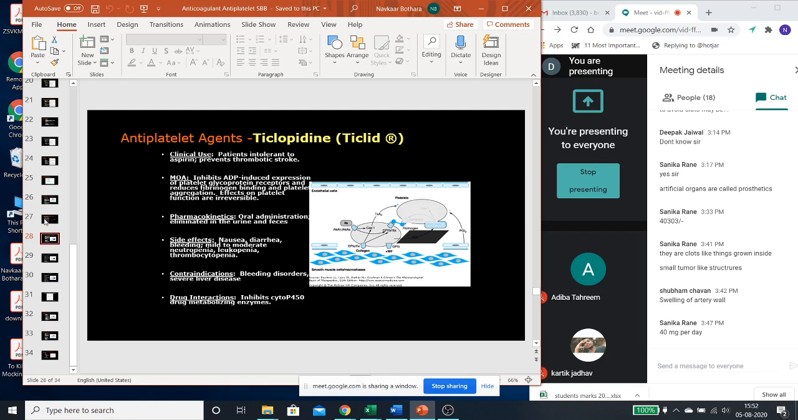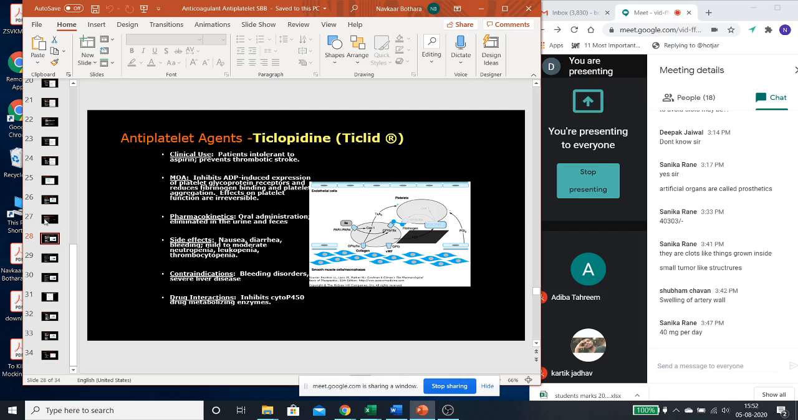Then the next agent is ticlopidine. This ticlopidine inhibits ADP-induced expression of platelet glycoprotein receptors, and because of the reduction in these glycoprotein receptors, fibrinogen binding will be reduced. If you remember, we have seen the GP IIb/IIIa type of receptor. So in that case, it is a problem.